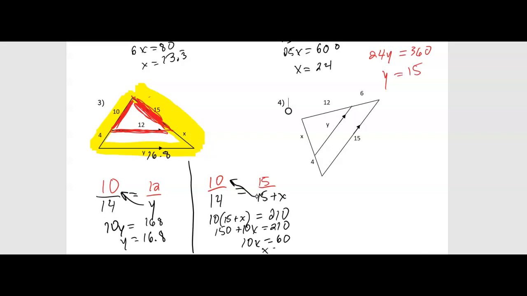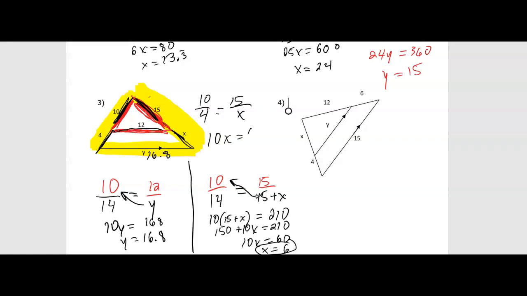Should give you 60, divide by 10, and then we should get our x value to equal 6. Now, there is a shortcut with this one that you would want to use for the rest of these, where as long as we have these two triangles that are similar, we could have just done 10 over 4, and set that equal to 15 over x. It will work like that for these types of problems.